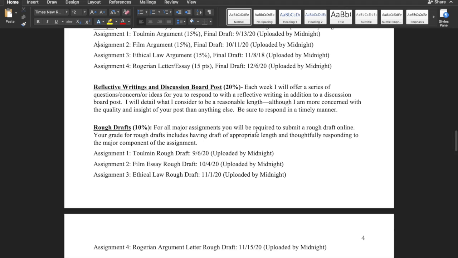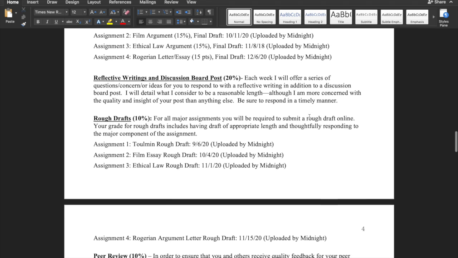Reflective writings and discussion board posts. So every single week, I will have you do some sort of writing. Most of the time, it will be something that needs to be one page, single space, 12-point font, Times New Roman, where you respond to questions or a reading or have some sort of reflection. So you'll be needing to turn those in addition to having a discussion board post, which is usually a shorter thing I have us do so that people can have a conversation with each other, so that we can have a collective conversation.